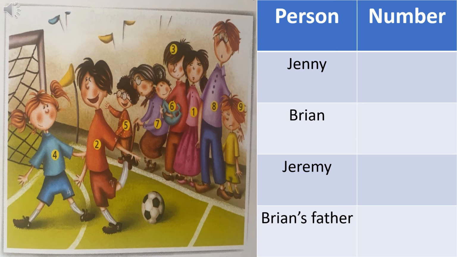Now let's answer together. Jenny is what number? 4. How about Brian? Number 2. So Jenny and Brian are the ones who are playing football. Now let's look for Jeremy. Based on Brian, Jeremy is wearing glasses. He is 8 years old and he always looks happy. Number 5. And where is Brian's father? What is his number? According to Jenny, Brian's father looks like Brian. They both have brown hair. Their faces are the same. So, Brian's father is number 3.